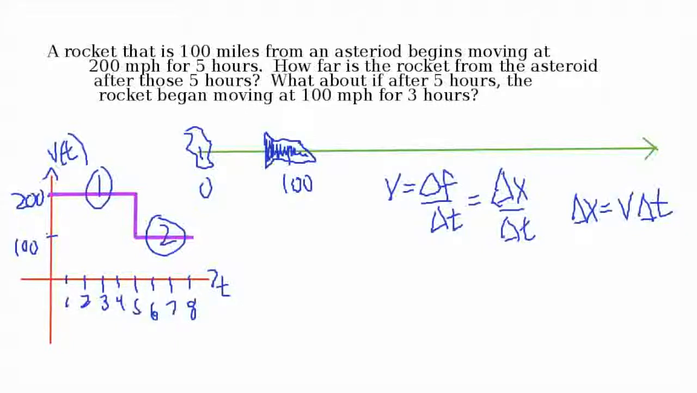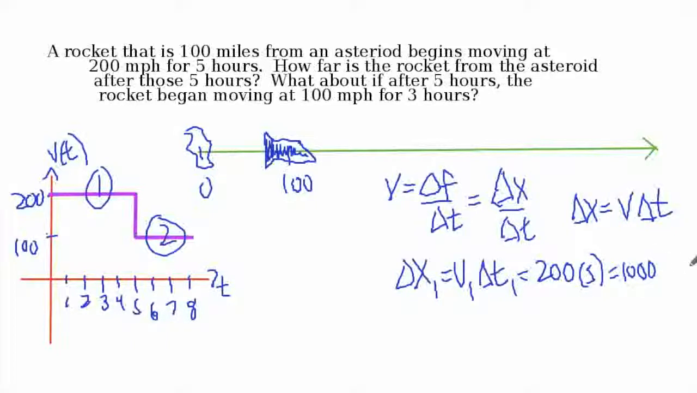So for the first leg we'll have delta X1 equals V1 times the change in time for the first phase. So that's going to be 200 times 5, so 1,000. So I'm going to go way out here, to 1,100, because that's 100 plus 1,000. So X final is the initial value, let's call that X0, plus the change. So 100 plus 1,000, and that's how I got 1,100.